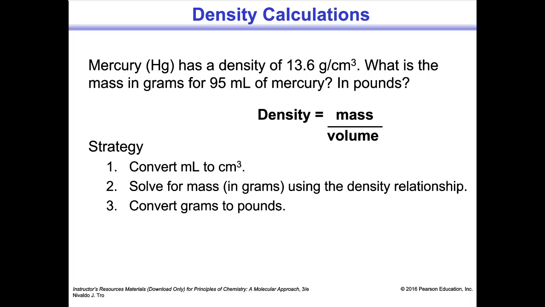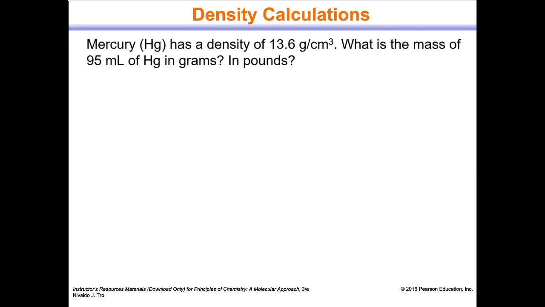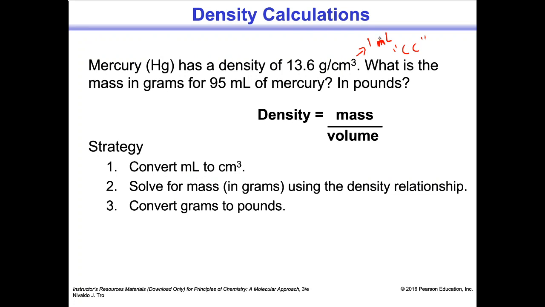So just a real quick calculation here. Mercury has a density of 13.6 grams per centimeter cubed. Remember that a centimeter cubed is the same as 1 milliliter. Sometimes you'll hear this called a cc, like in a medical drama. They're referring to a cubic centimeter, which is also equal to 1 milliliter. No big deal there. I just want you to know that those are all the same thing, because you may see them used interchangeably.